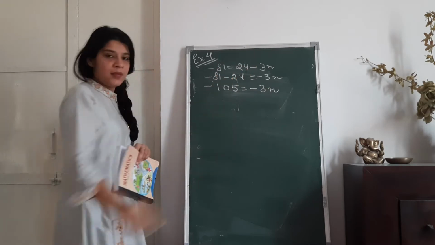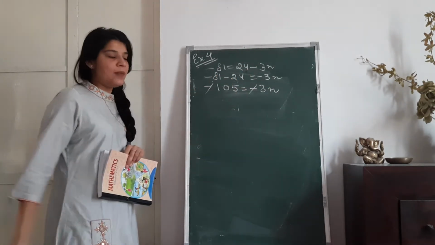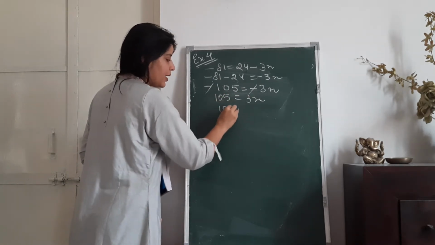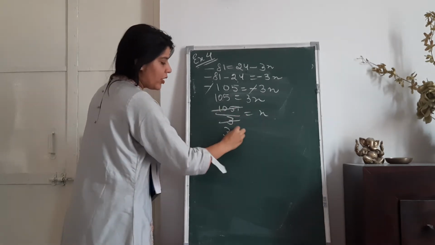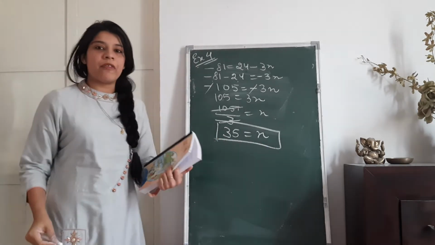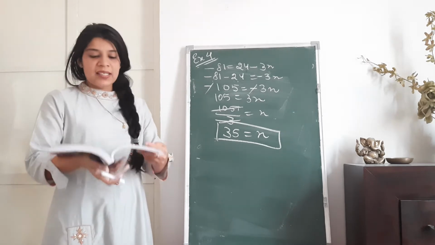Right? Minus on both the sides, minus cancels. 105 is equals to 3n, which is nothing but 105 divided by 3. 3 3s are 9, 3 5s are 15, and clearly n is equals to 35. So minus 81 is the 35th term of this AP.